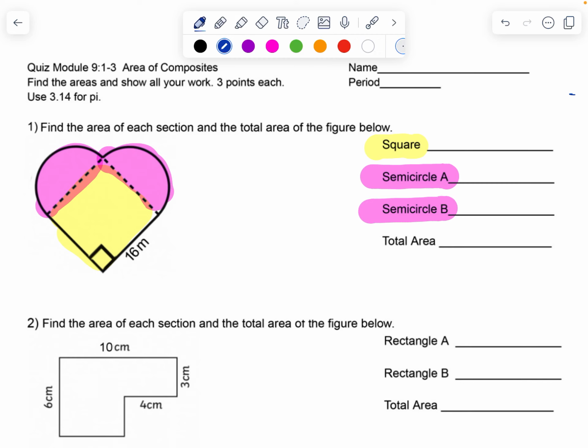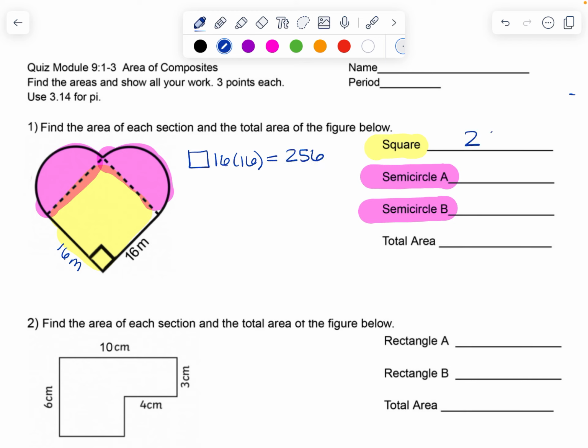So for the square, it's just base times height, and we know that a square is the same measurement on all sides. So it's just 16 times 16, which of course you can do in your calculator. So the area of the square is 256.